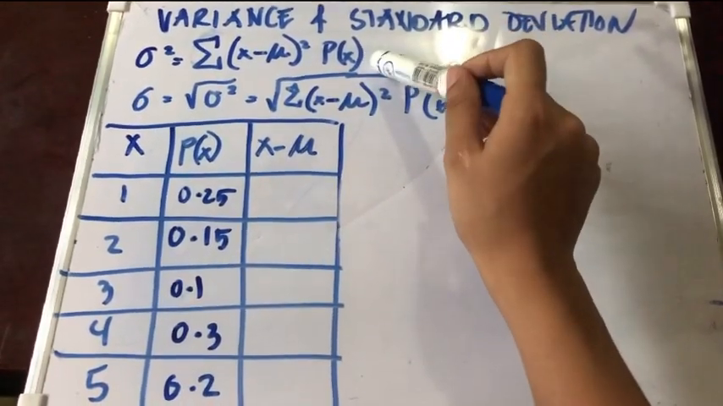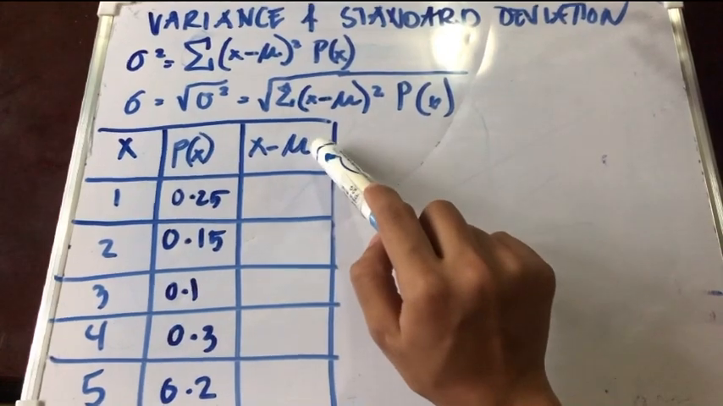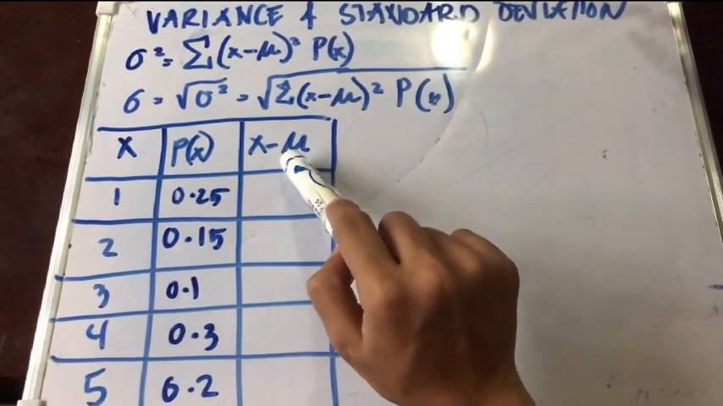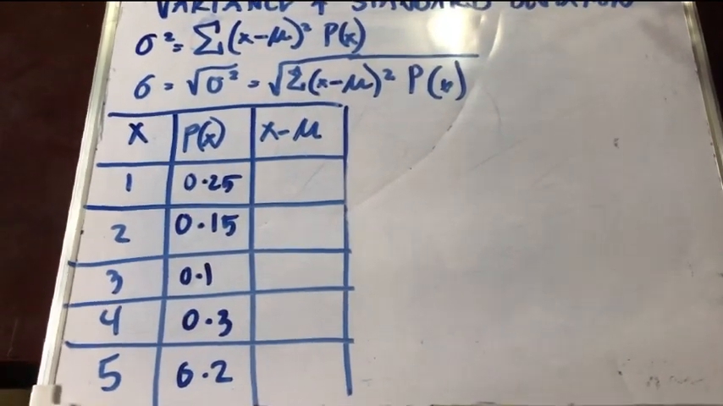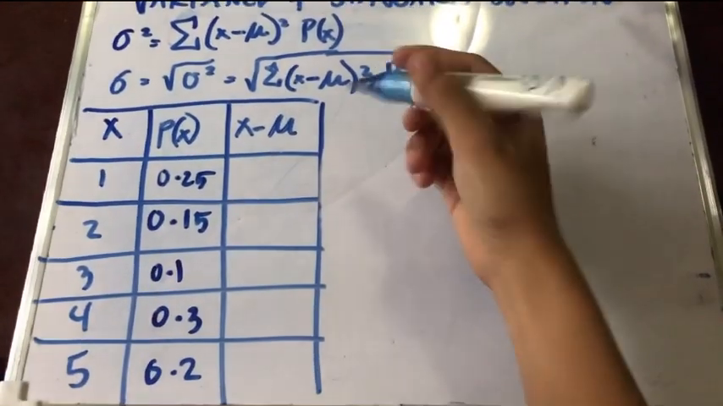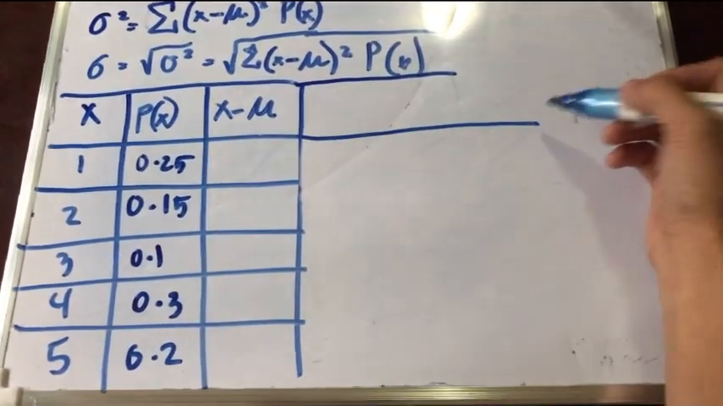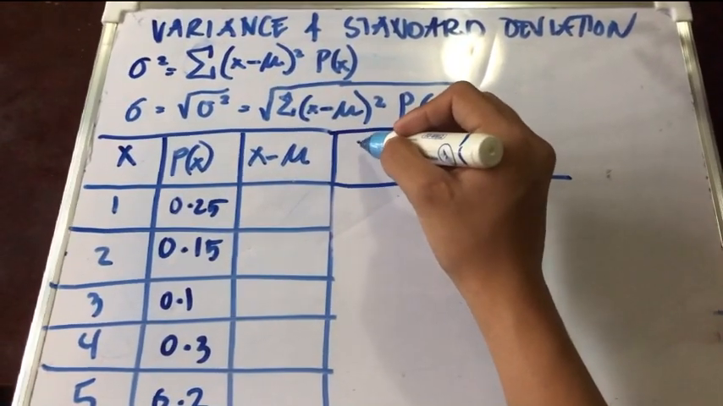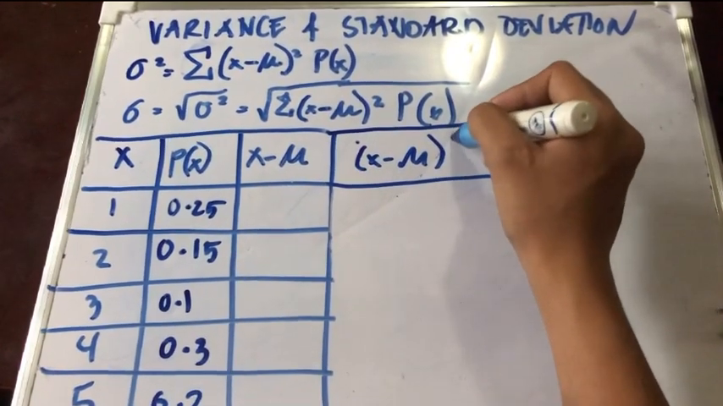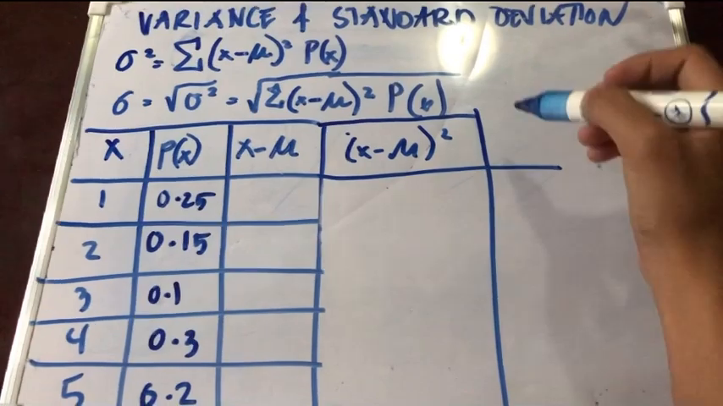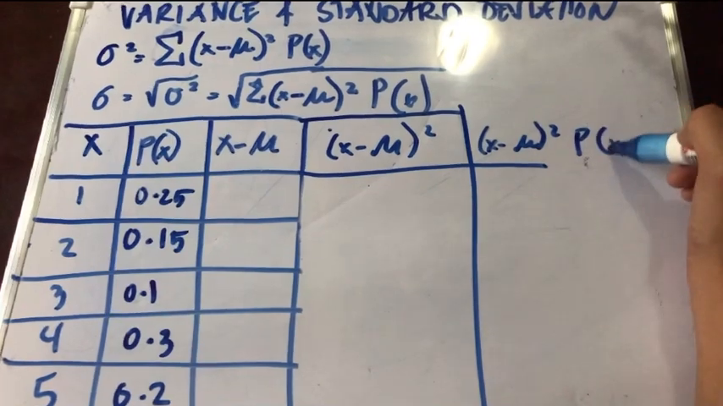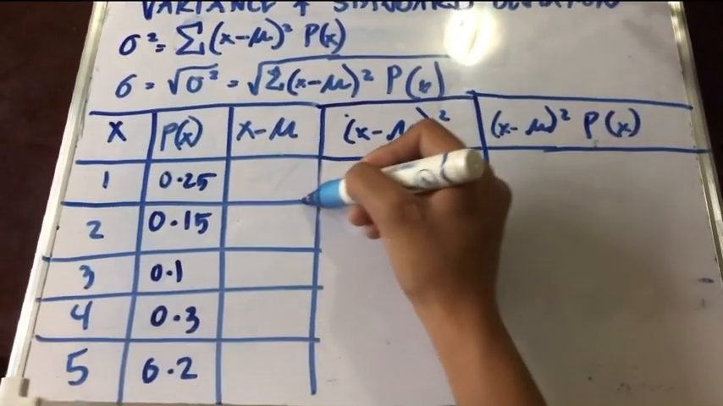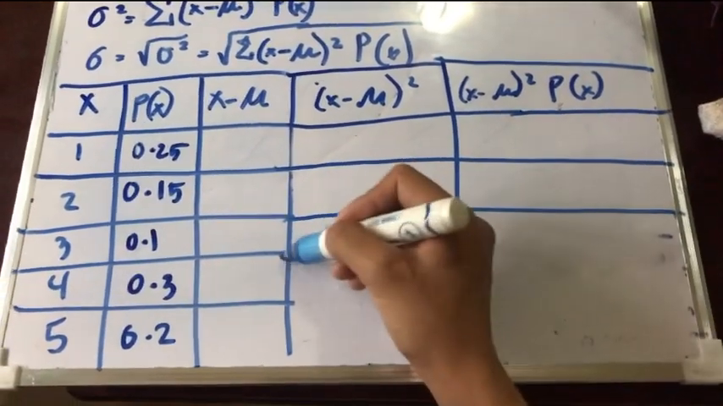Look at the formula. We have P of x here and x minus mu, or the random variables minus its corresponding mean. So the mean from earlier, that is 3.05, and we are also going to add more tables here, which is x minus mu squared, and then the last table, that is x minus mu squared times P of x. So here we go.